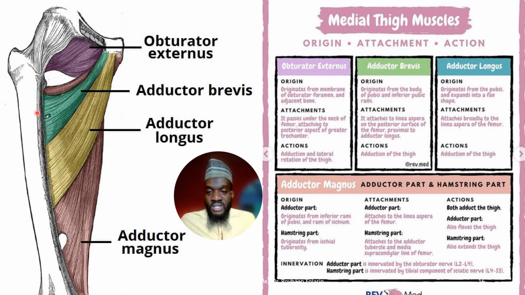So the adductor part attaches along the linea aspera of the femur, while the hamstring part attaches to the adductor tubercle and medial supracondylar line of the femur.